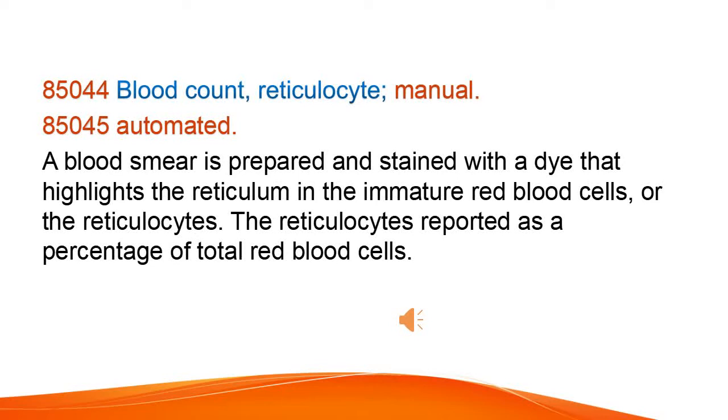Blood count, reticulocyte, manual. Automated. A blood smear is prepared and stained with a dye that highlights the reticulum in the immature red blood cells, or the reticulocytes. The reticulocytes are reported as a percentage of total red blood cells.